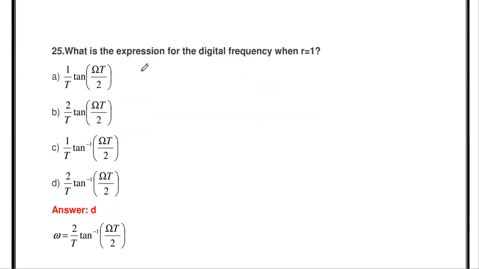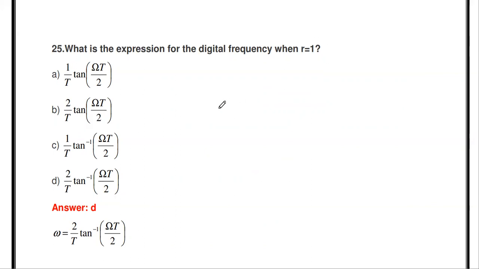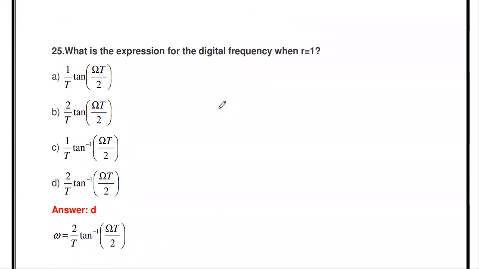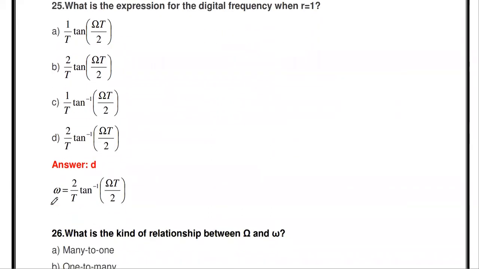The next one: what is the expression for digital frequency in bilinear transformation when r is equal to 1? When the radius r is equal to 1, this is the non-linear relation between the analog frequency and the digital frequency. So the digital frequency omega equals 2 by T tan inverse of omega T divided by 2. This is called the pre-warping frequency, the non-linear relation between the analog frequency omega and the digital frequency.